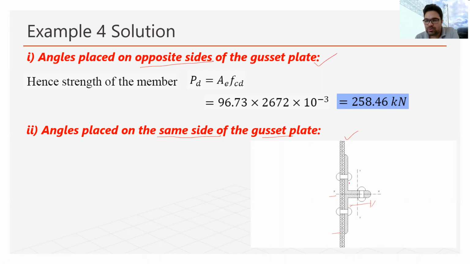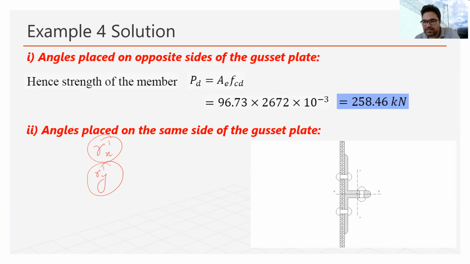So this leg is basically the longer leg and this leg will be the shorter leg. Okay, so in this case, what will be the strength? So again, the same process we will follow, which means we will find out the Rx dash value and Ry dash value. So Rx is the radius of gyration of the whole assembly along the x-axis, and Ry is the radius of gyration along the y-axis for the whole assembly.